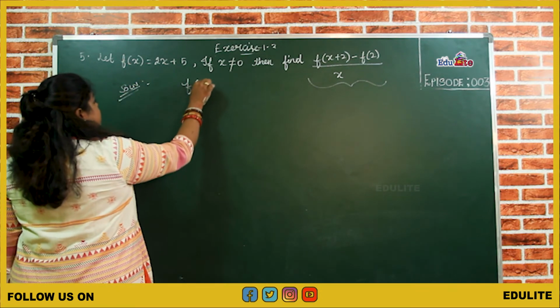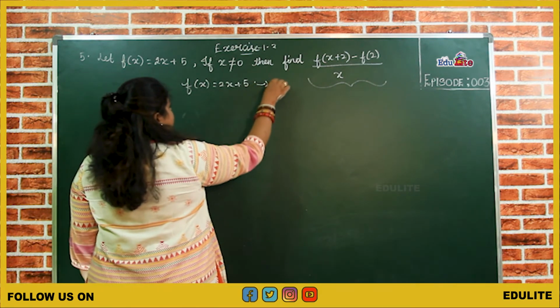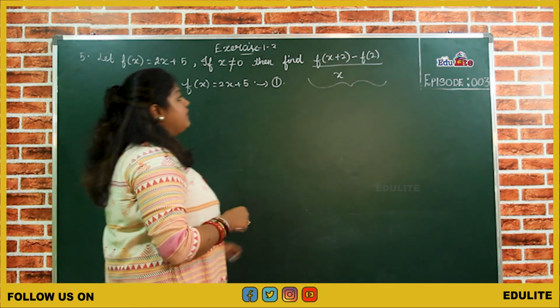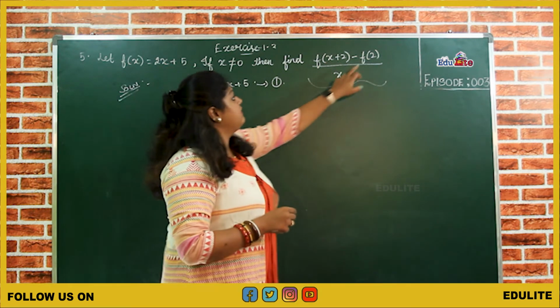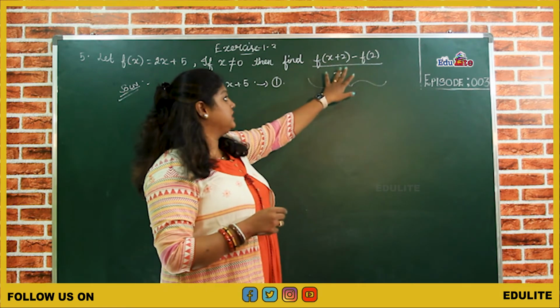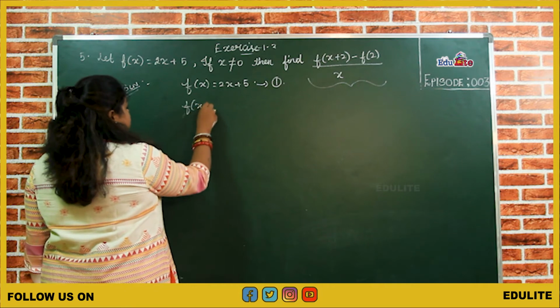f of x is given as 2x plus 5. This we will consider as equation 1. What we will do now is find f of x plus 2. We will find f of 2 and substitute in this equation. So, first we will find f of x plus 2.